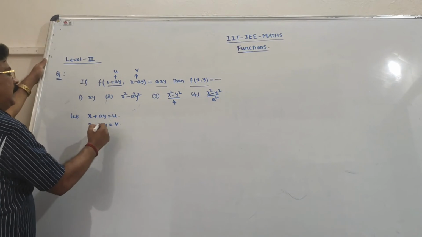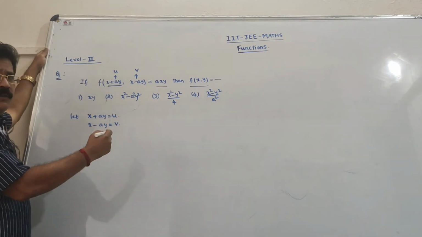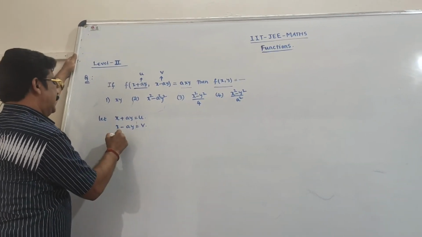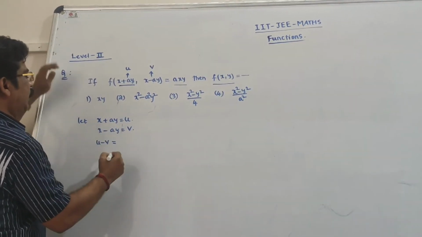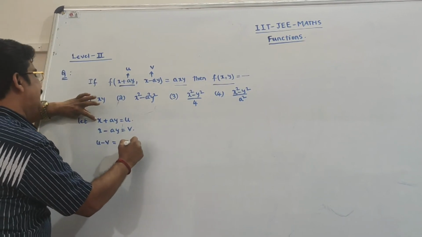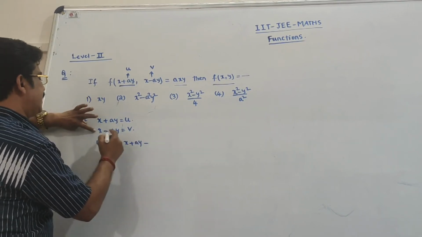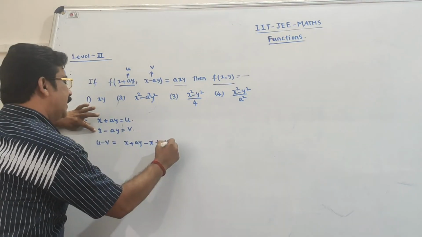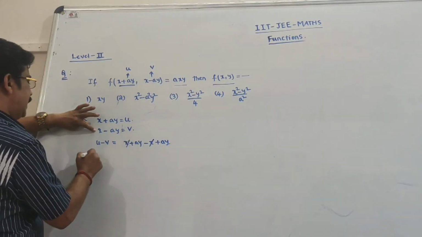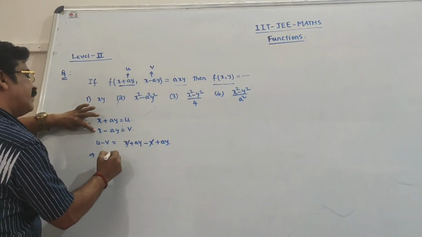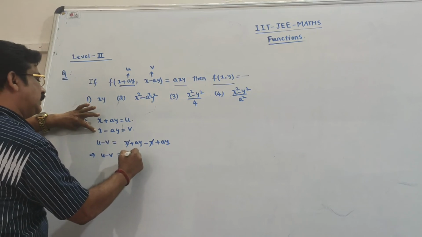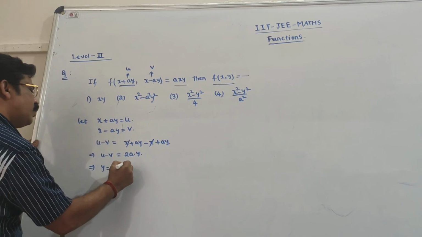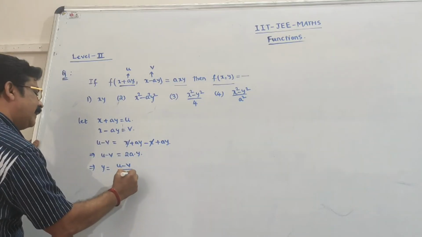Now we are going to find the values of x and y separately from these two equations. For which, u minus v is equal to x plus ay minus (x minus ay), that is minus into minus plus ay. Then x will be cancelled. Then u minus v is equal to 2a into y. Therefore y equal to (u minus v) divided by 2a.